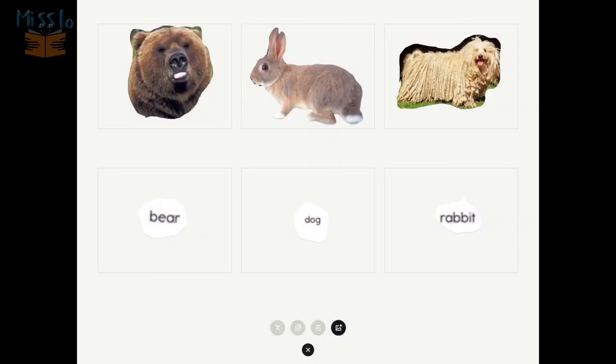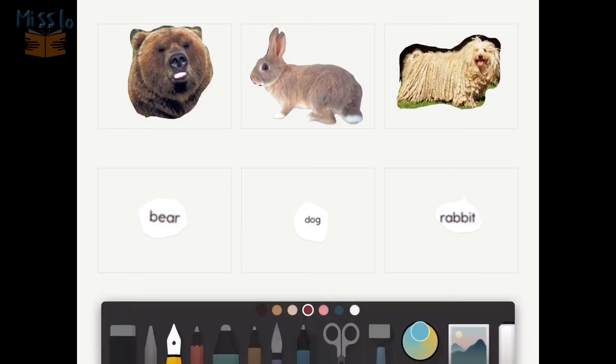Let's look at these animals. This is another type of covering. Do they have scales? No, right? Do they have shells? No. Do they have spines? No. They have fur. So their skin is with the fur.